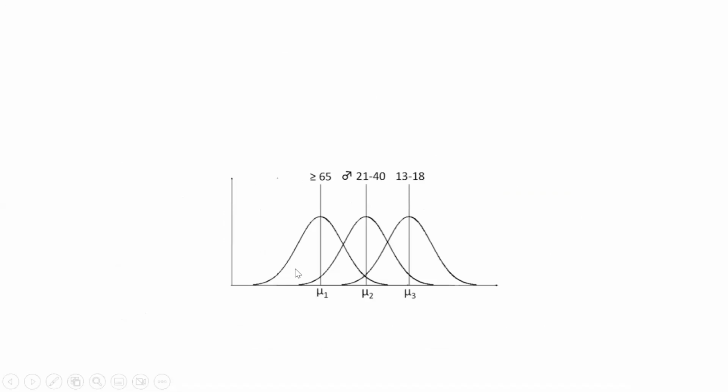Can you see? These are 3 studies. This one was done among the elderly. This one was done among people aged 21 to 40. This one was done among adolescents. So can you see that the studies are heterogeneous, right? Yeah. They have different means. The mean age for this one is different from the mean age of this one, and different from the mean age of this one.